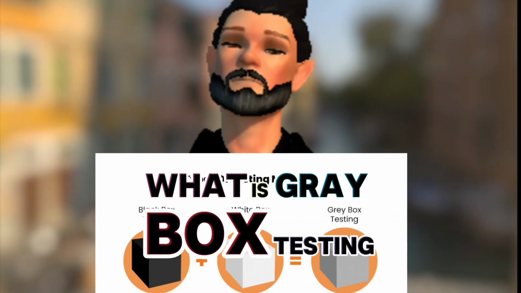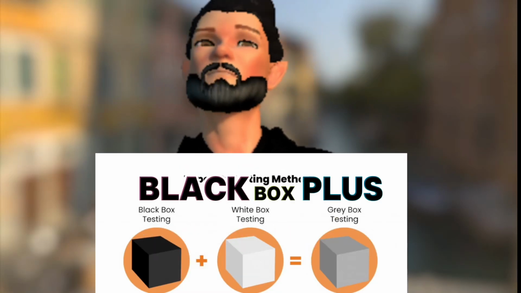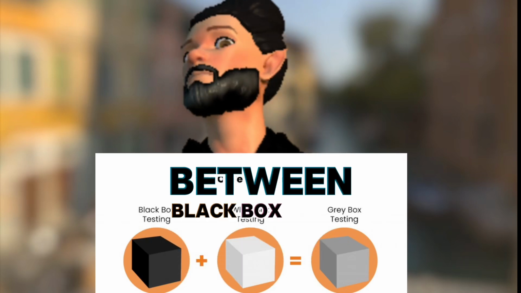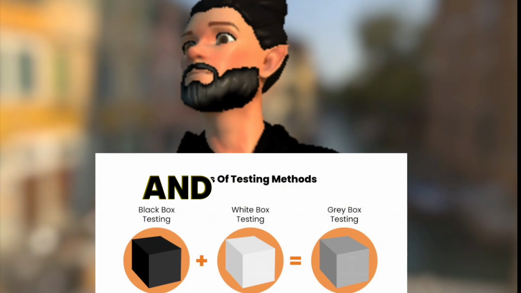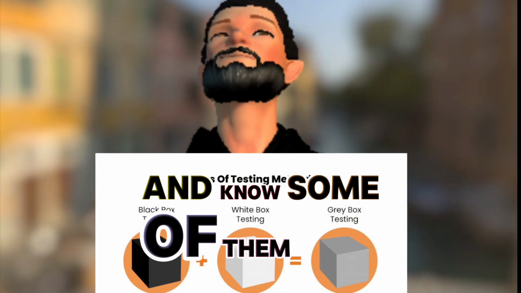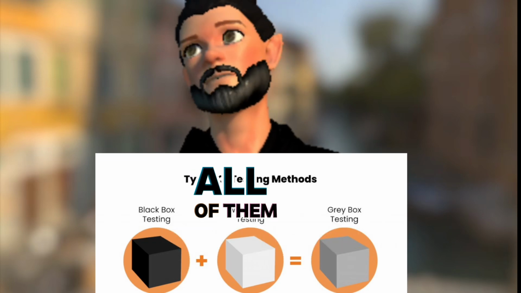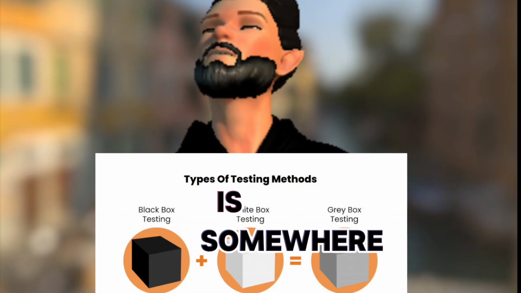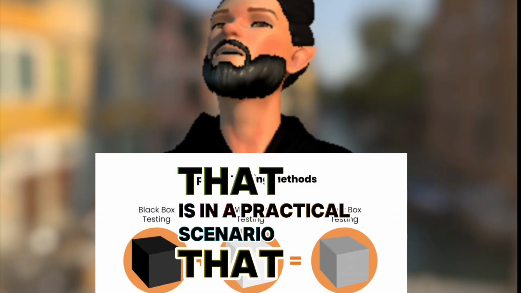What is gray box testing? The online definition says gray box is black box plus white box. I would say it's an in-between of black box and white box, right? So it's not like you know all of them or none of them and do a test. It's always either you know all of them or none of them, but the middle ground is knowing some of these transactions. In a practical scenario, that is what it is.